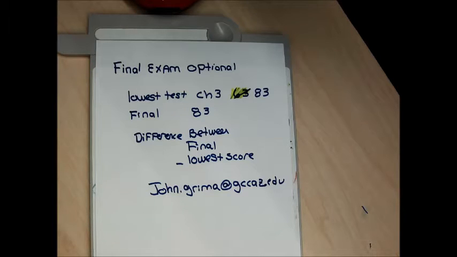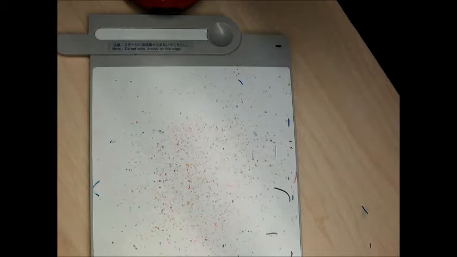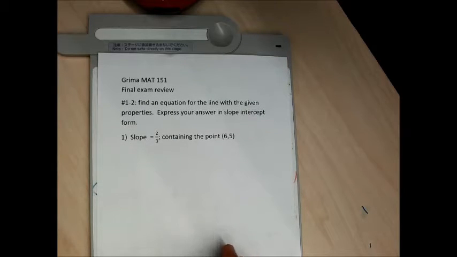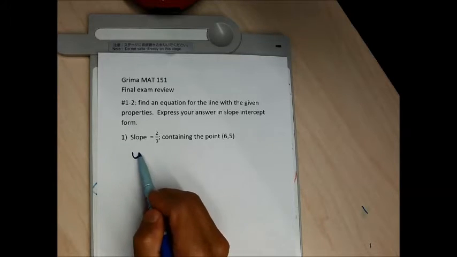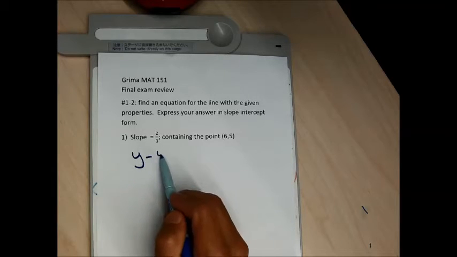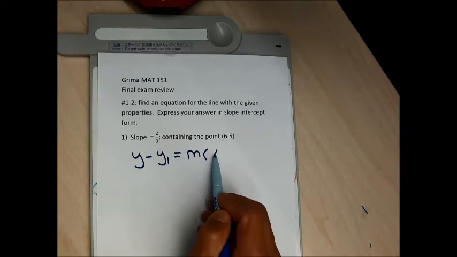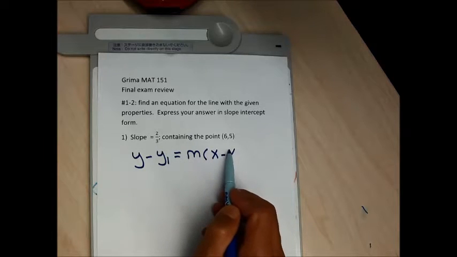Alright, so I'm going to just jump into this, and it could be a two-parter. The final exam is longish. Questions 1 and 2 want me to find an equation for a line. To find an equation for a line, what we used was the point-slope formula, y minus y1 equals m times x minus x1. I'm going to do that for problem 1.